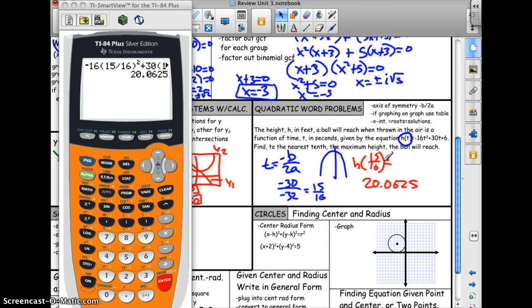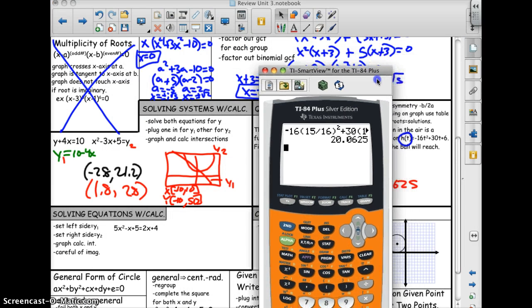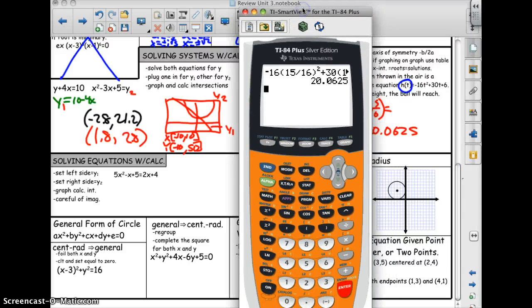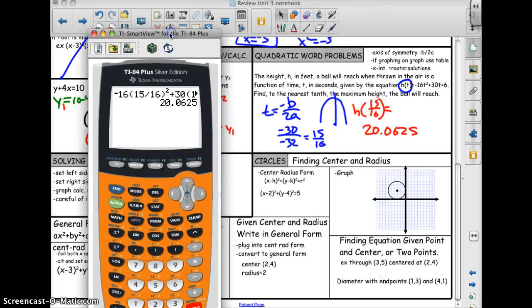Okay? All right. Next, solving equations with the calculator. You can let y1 equal one side and y2 equal the other. When you're doing this, you have to be careful to make sure that you're seeing exactly where things cross. You're going to let the left side be y1 and the right side be y2. And then you're going to graph both and calculate the intersections. You may have to zoom out to find all of the solutions. I think that's what that careful image is talking about.